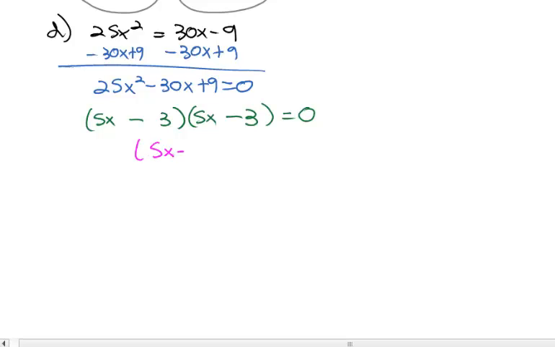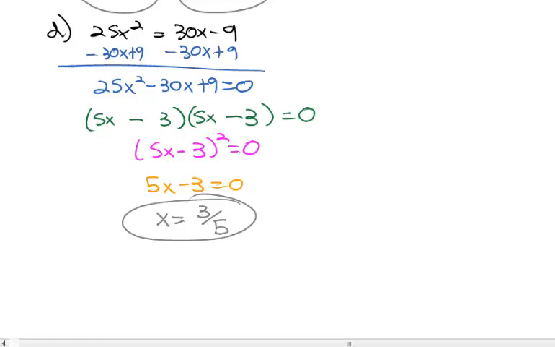Since both factors are the same, we'll write it as 5x minus 3 squared equals 0, which means there's really only one factor that we have to make equal to 0. Solving this equation, we would add 3 and divide by 5. So x is equal to 3/5. And in this problem, we only ended up with one solution of x equals 3/5. So if there's an x squared and an x in the problem, we're probably going to make it equal to 0 and factor.